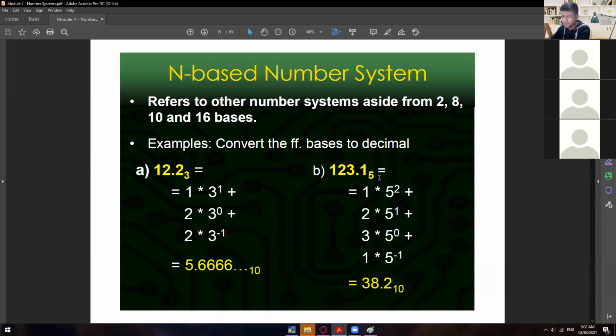So the same with base 5 also, so nothing has changed. Just copy everything from top to bottom, multiply them to its base, and then starting from here, so 0, 1, 2, and then from the decimal, we have here -1. So -1, 0, 1, 2. And then I can just do the math, and then you will get 38.2 base 10. So are we clear so far regarding n base?